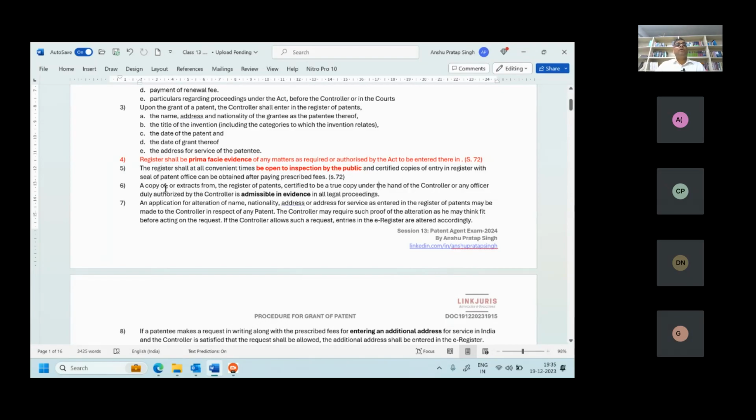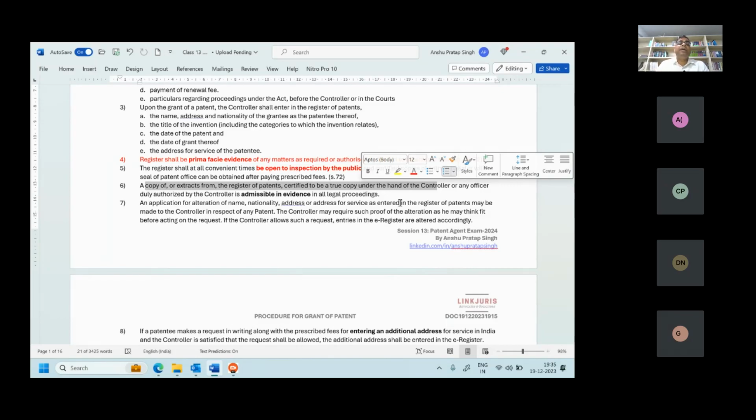Then third thing, a copy of an extract from the register of patents certified to be a true copy under the hand of the controller, or any other officer whom the controller has authorized, can issue this copy, extract, or anything. What will happen is these documents will be admissible in evidence in all legal proceedings.